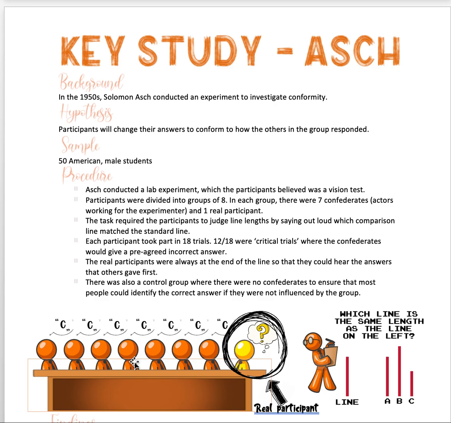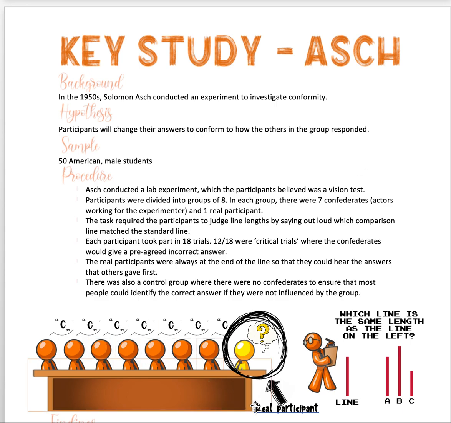Key study. So Asch's study, again, very easy, so I'm not going to massively go into detail, but he hypothesised that participants would change their answer in response to group pressure. 50 American males, it was a lab experiment. The participants were deceived. They had to believe that it was something other than conformity, or the demand characteristics would affect the results. So they believed it was a vision test.